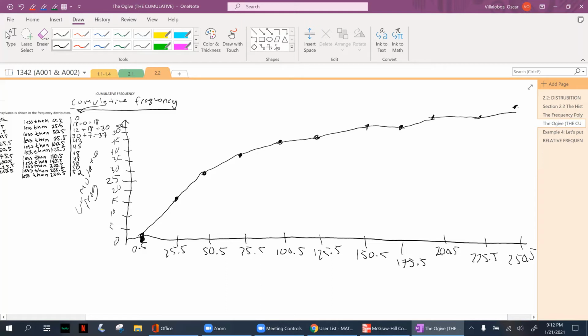Something like that. There you go. And you always see it do that, you always see it go up and flatten. If you've been keeping up with the news, flattening the curve. So that's what this graph is doing.